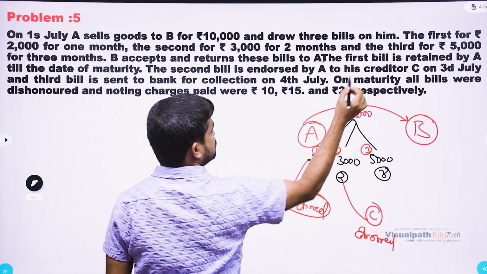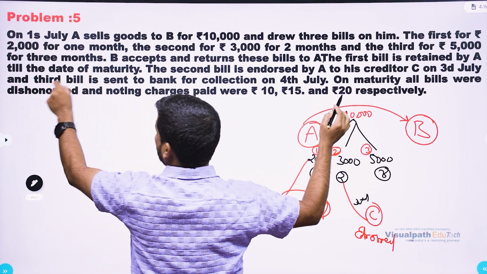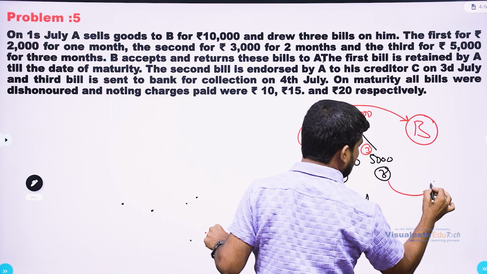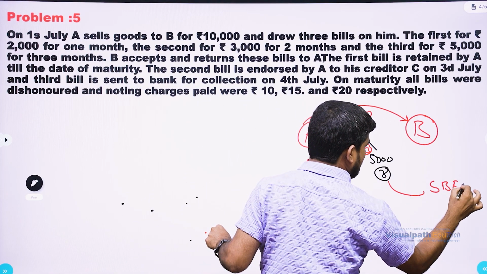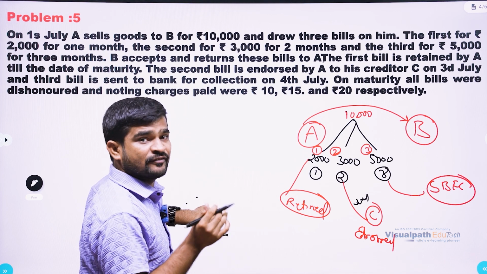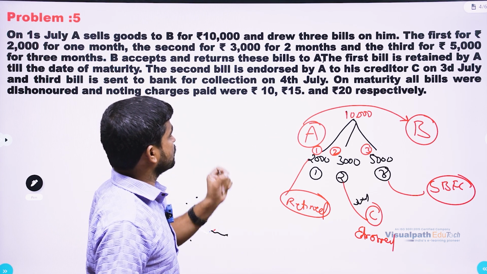On 3rd July, the date mentioned here, the third bill was sent to bank for collection. What did he say? Sent to bank for collection. We will mention the shortcut, SBFC, sent to bank for collection. So the third bill is sent to bank for collection on 4th July.